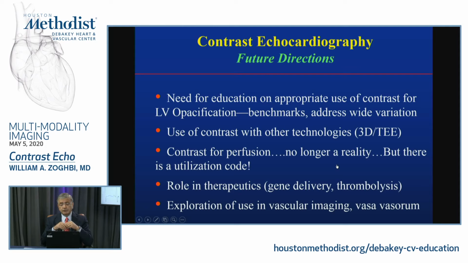Then in therapeutics, gene delivery, I think Dr. Grayburn has done quite a bit of work in Dallas regarding delivery, because you could actually destroy many of these microbubbles that may have gene-carrying capacity on the shell and deliver it focally through an intra-arterial injection or something like this. Thrombolysis we talked about, and some exploration in vascular imaging and vasa vasorum work, particularly in carotids, vulnerable plaque, other things. So I think this is what I have for you.